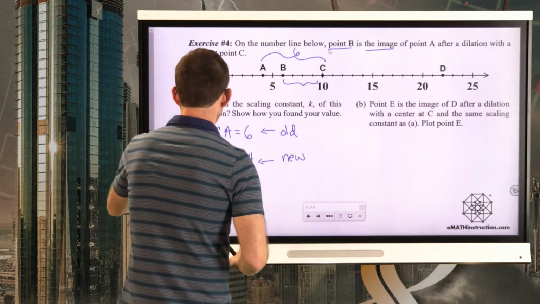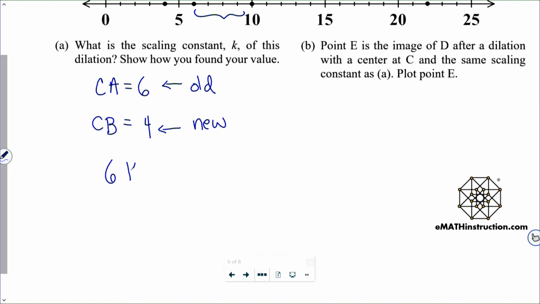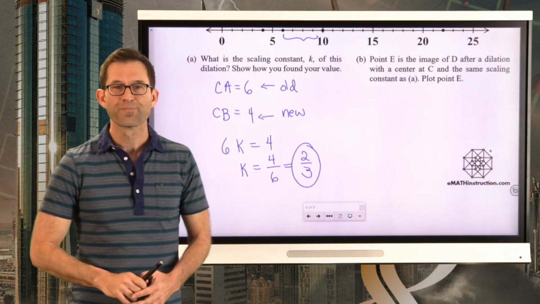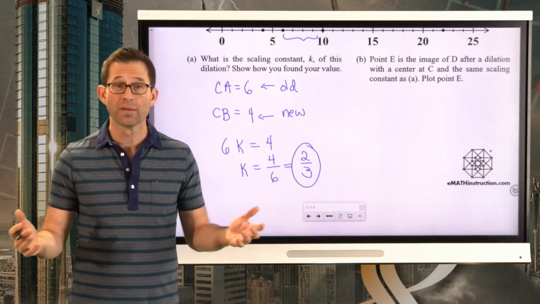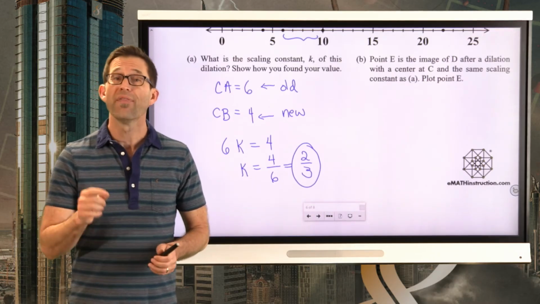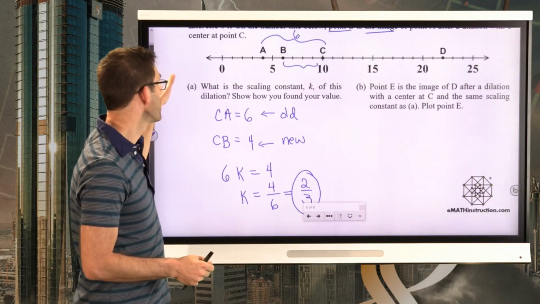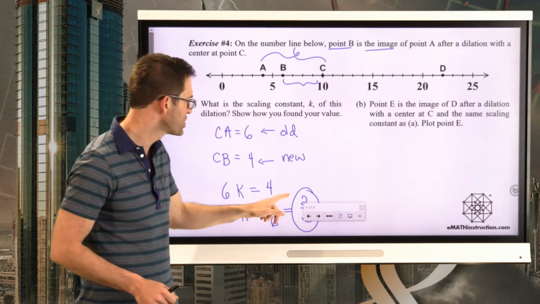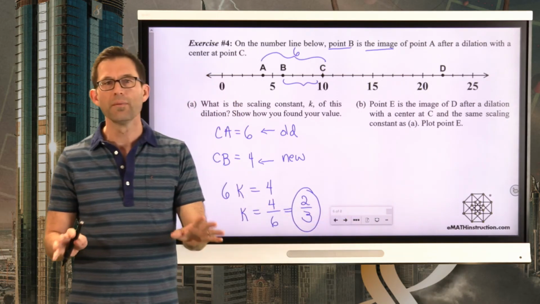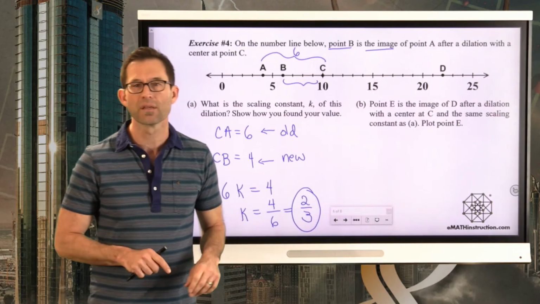And therefore, the constant of dilation, which you can still set up this equation for, 6 times K would have to be 4. K would have to be 4 divided by 6, or 2/3. See, in this case, we didn't do the bigger number divided by the smaller number. It actually ended up being the smaller number divided by the bigger number. And that's because the image point, which is B, got closer to the center. It got closer to the center. All right, and again, we'll talk a little bit more about that in a moment, but that is amazingly important.